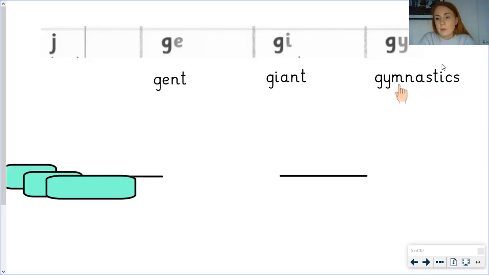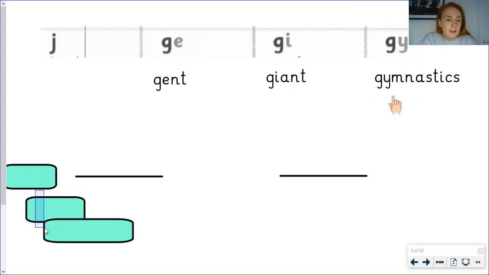Gym. But now we've got the rest of the word: gym, n, ast, gymnast, gymnastics. Gym, j, I, n, ast. That's a 10 spelling word. That would be easy to spell.